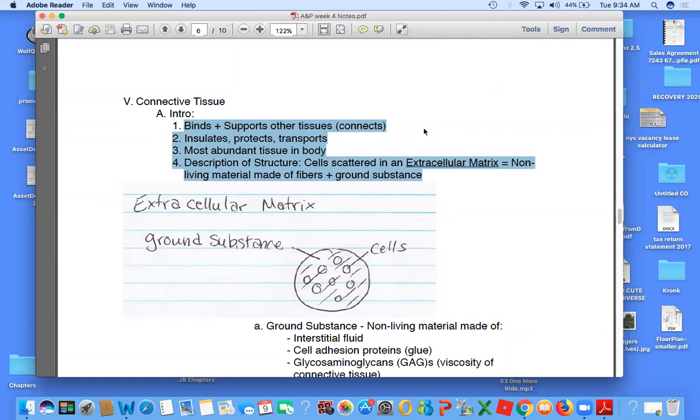Bone holds you up and binds you together. The knee bone's connected to the hip bone, whatever. And blood connects you and gives you your oxygen and food. All of them do a variety of functions: insulation, supporting, transporting. All of them have particular cells that are particular to them. Bone has bone cells, cartilage has cartilage cells, blood has blood cells, but they are all scattered in what we call an extracellular matrix. That is a matrix of non-living materials, of fibers and ground substance.